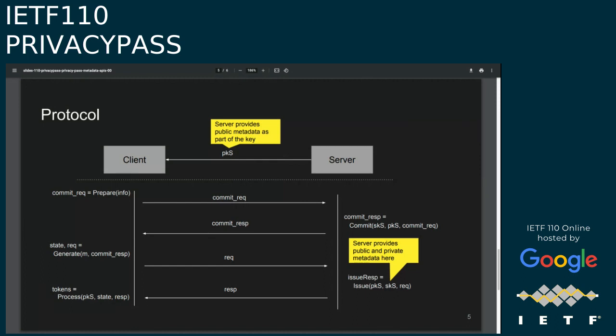Certainly every bit of metadata. Oh, I'm sorry. Go ahead, Martin. No, go ahead, Chris.